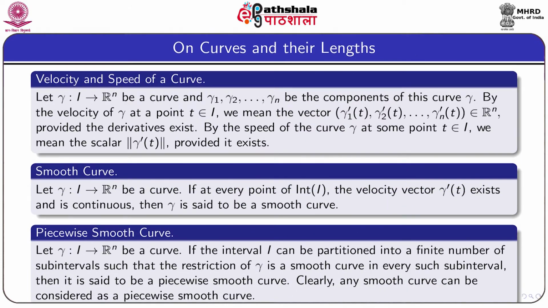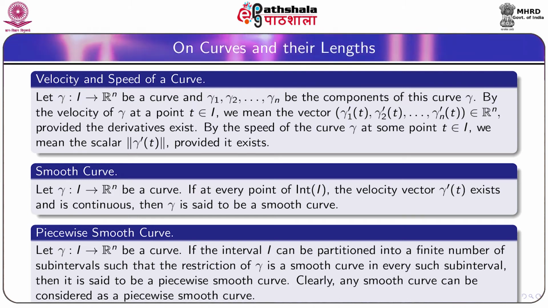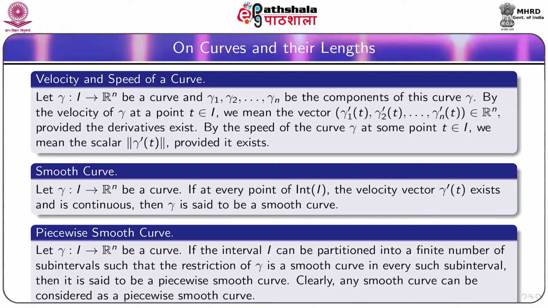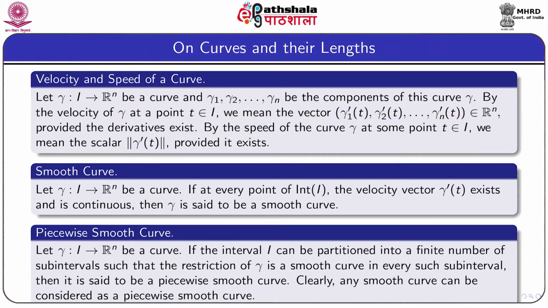We now recall the concepts of velocity and speed of a curve. Let gamma from I to Rn be a curve. Also let gamma 1, gamma 2 up to gamma n be the components of this curve gamma. By the velocity of gamma at a point t in I, we mean the vector which is given by the n tuple gamma 1 dash t, gamma 2 dash t up to gamma n dash t, provided all these derivatives exist. The norm of the velocity vector of a curve is called its speed. By the speed of the curve gamma at some point t in I, we thus mean the scalar norm of gamma dash t, provided it exists, that is, gamma dash exists at the point t.